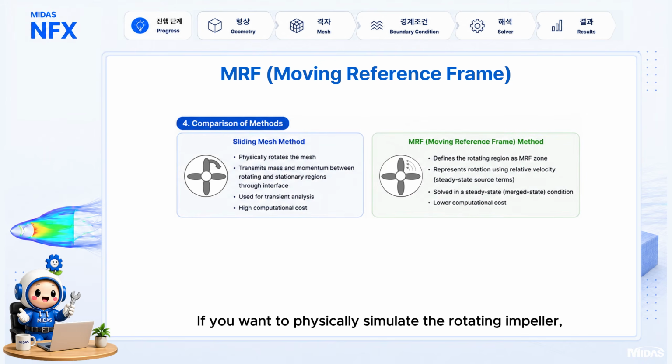If you want to physically simulate a rotating impeller, you should use the sliding mesh method. Since sliding mesh requires much more computation, the analysis time is significantly longer. By contrast, the MRF method models the airflow inside the MRF region as rotating, allowing much faster simulations. Sliding mesh requires a transient CFD analysis, whereas the MRF method is performed using steady-state CFD.